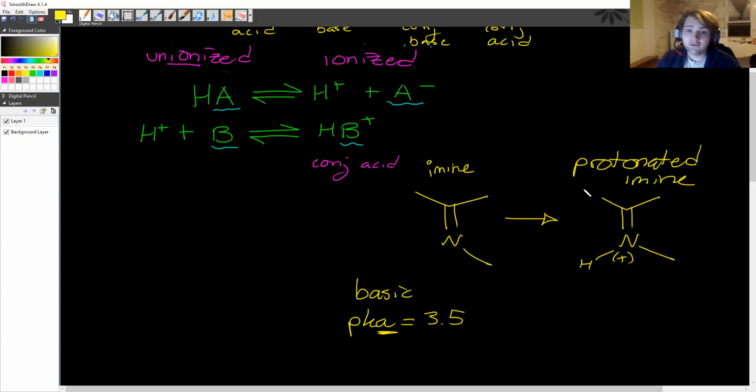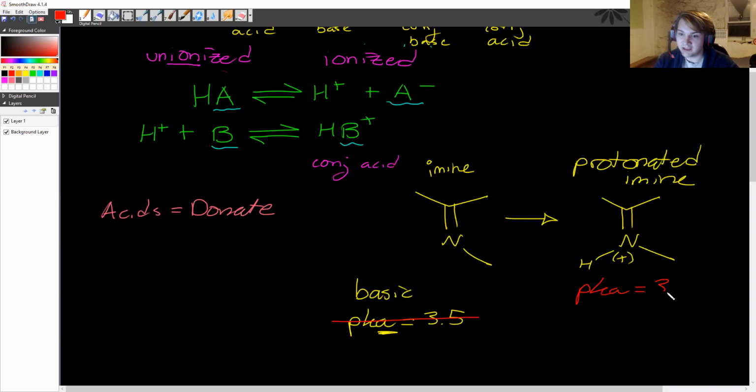Because in order for something to be an acid, acids have to donate a proton. If we look at the imine by itself, this thing doesn't even have a proton to be able to donate. So how can it even act as an acid? Versus when we look at the protonated imine, oh, it has that proton that's able to donate. And so this pKa here does not describe the imine. It describes the protonated amine. Or in other words, we could say that the imine is the base and the protonated amine is the conjugate acid.